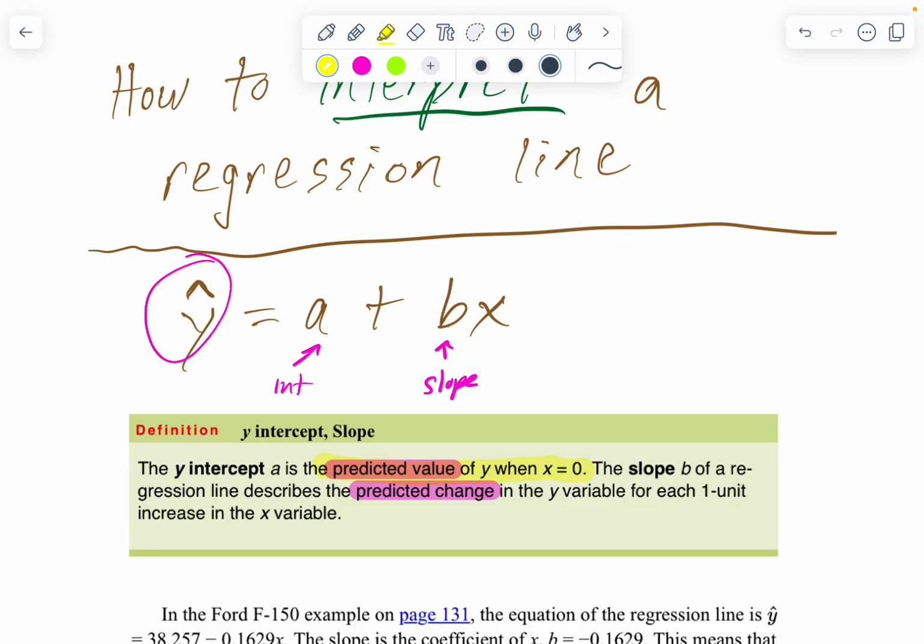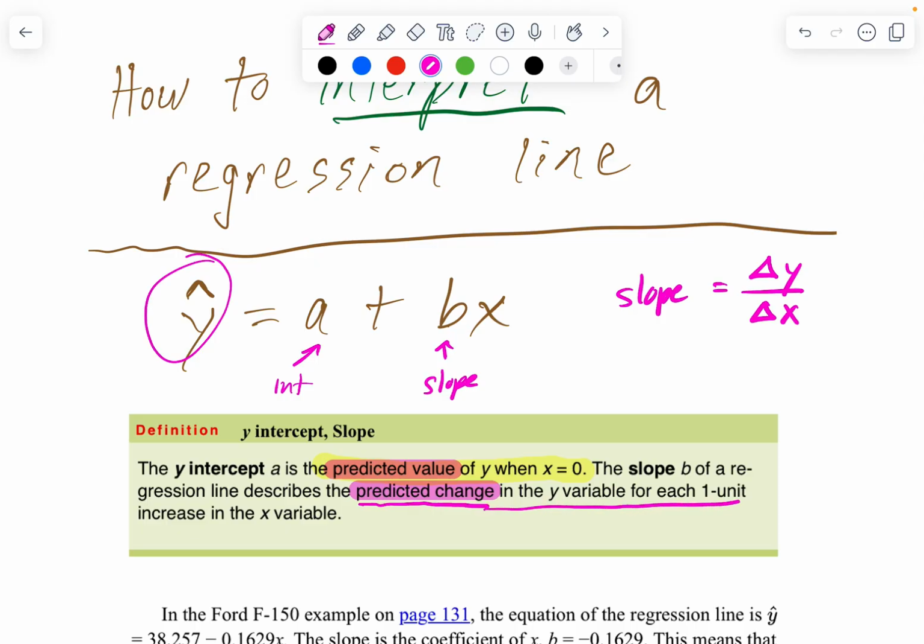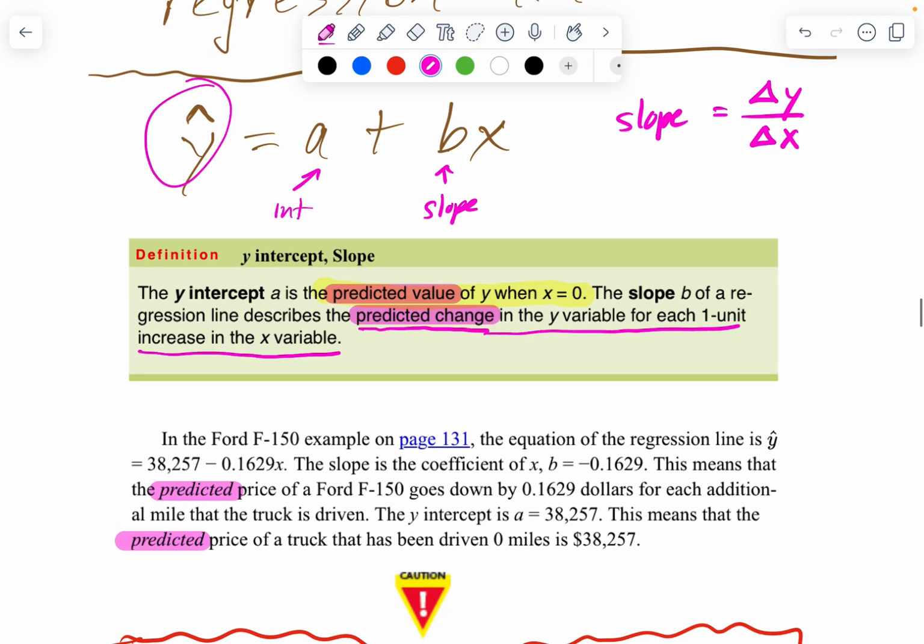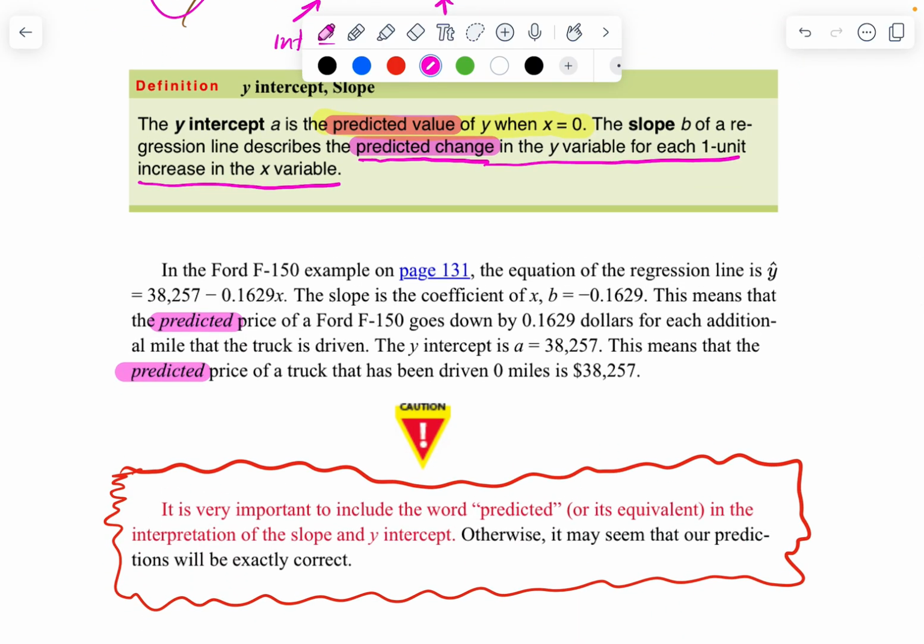The slope, you probably remember lots of things about slope. You might remember slope as rise over run, change in y over change in x, etc. Okay. The steepness of the line. When I teach slope in statistics, I refer to it mostly as the change in y over the change in x. But specifically, it describes the predicted change in y for each 1 unit increase in the x variable. Okay? The good news is, that means we can put actual meanings into the intercept and the slope in real-world context.